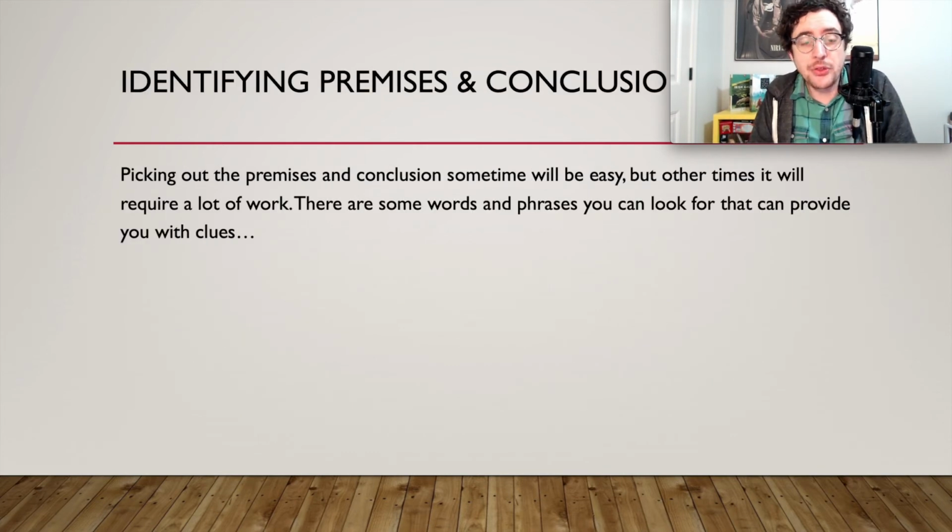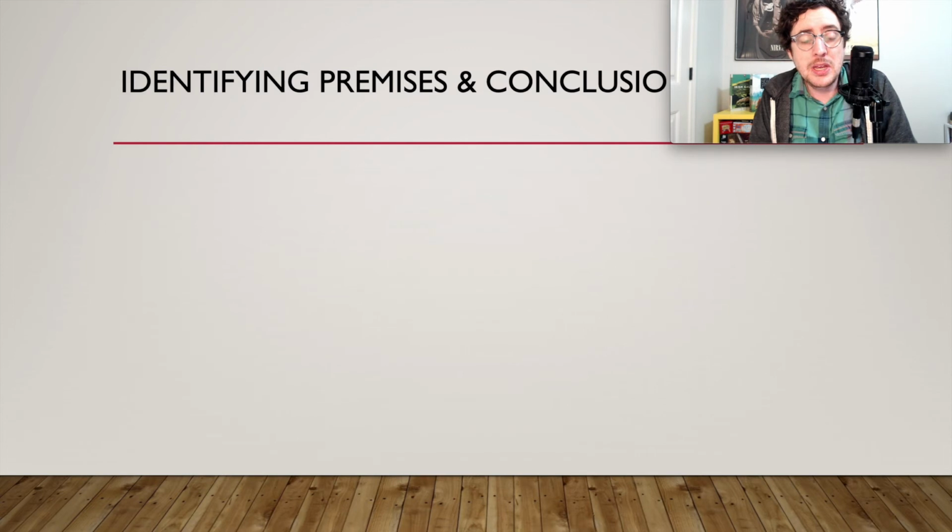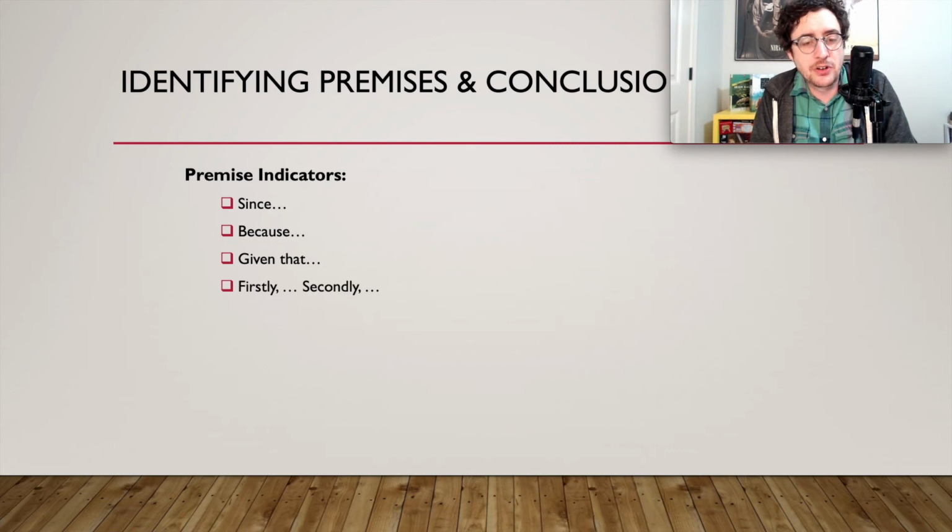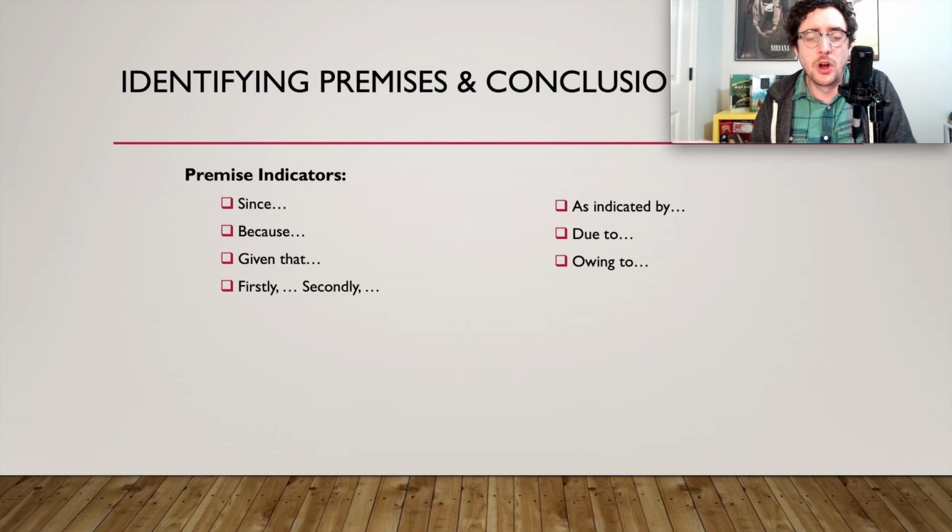So picking out the premises and conclusion is sometimes going to be easy, but other times it's going to be a lot of work. And there are some words or phrases that you can look for that can help give clues as to where the premises are and where the conclusion is. We call these premise indicators. Some examples are since, because, given that, firstly, secondly, as indicated by, due to, owing to. These are all phrases that oftentimes introduce premises that someone's going to use to try to support a conclusion.